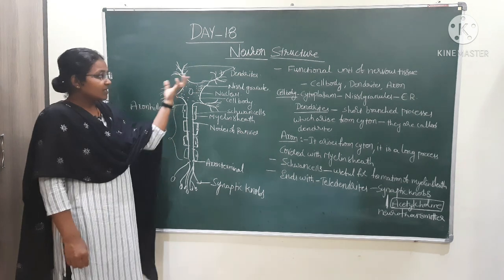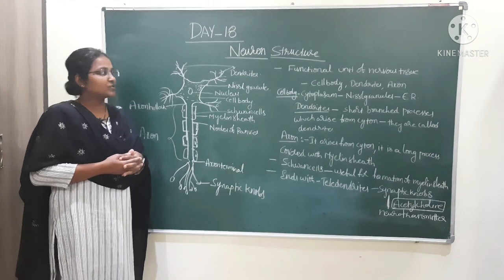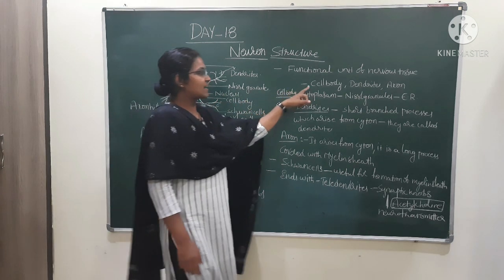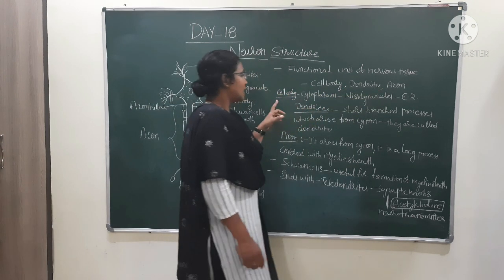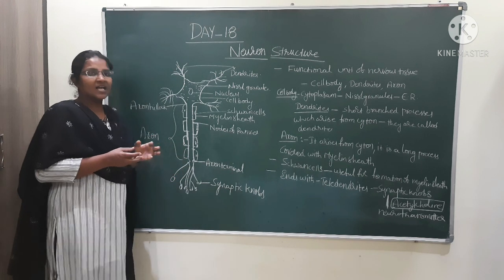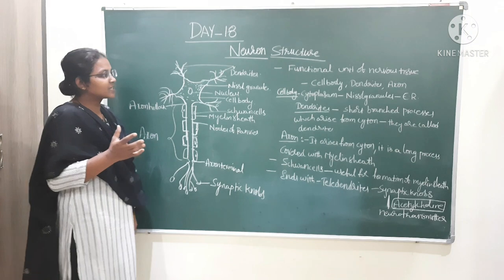And here is the functional unit of nervous tissue. The neuron is the functional unit of nervous tissue. It constitutes the cell body, dendrites, and axon. The cell body has cytoplasm with Nissl granules. They are useful for the synthesis of protein. They are equal to the rough endoplasmic reticulum.